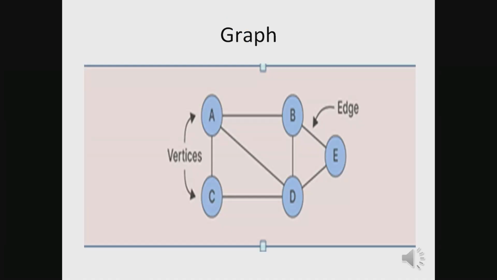Graph, this is the example. Here, this is an undirected graph because we don't have any arrow to connect. So we have directed graphs and also undirected graphs. This is one of the examples of an undirected graph.